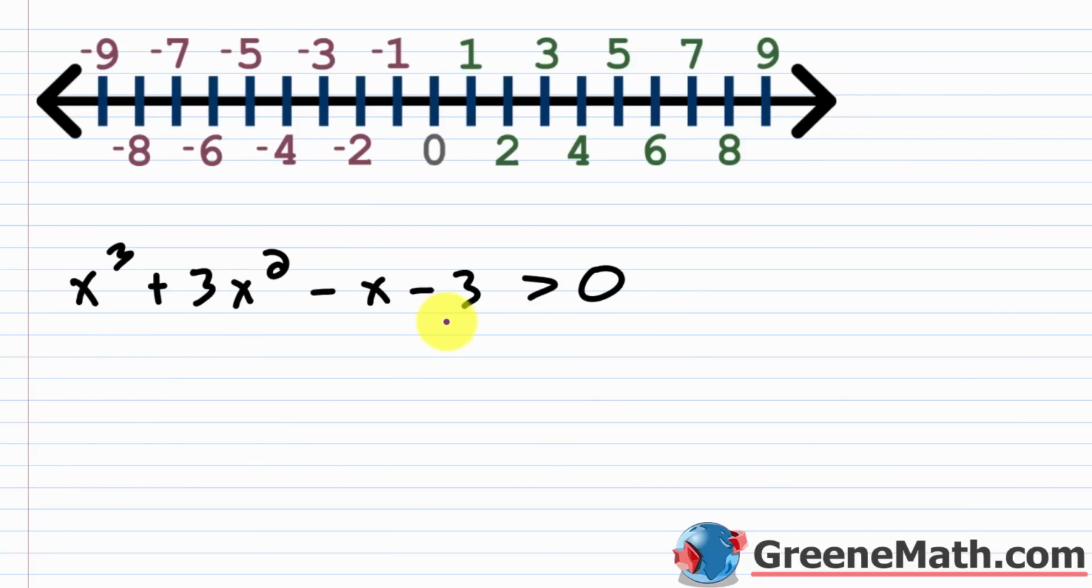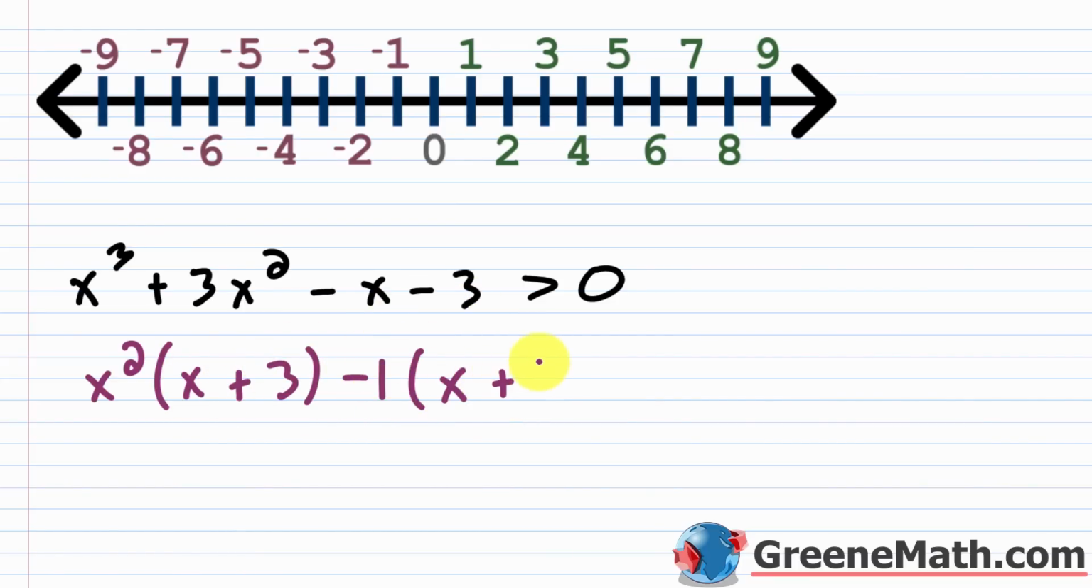Essentially, you would factor the left side. Now, in this particular case, you can actually factor this using grouping. So I'm going to pull out an x squared from the first group, that would give me x plus 3. And the second group, I'm going to pull out a negative 1. That would give me x plus 3. And let me put for right now that this equals 0. We'll change it back in a moment.